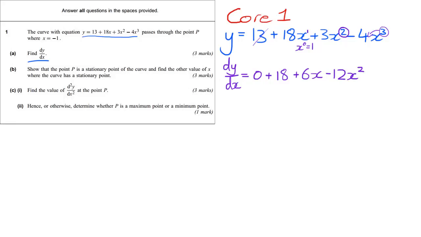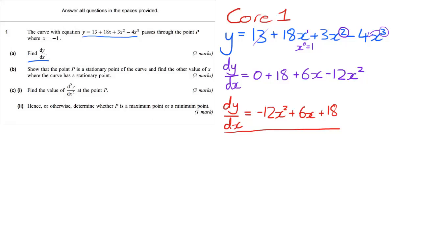So I think you get the pattern there. And then, just to write it out neat, you could put all the biggest powers on the left. It's normally the way that they tend to do it. So you have minus 12x squared plus 6x plus 18, and that's going to be our final answer there.